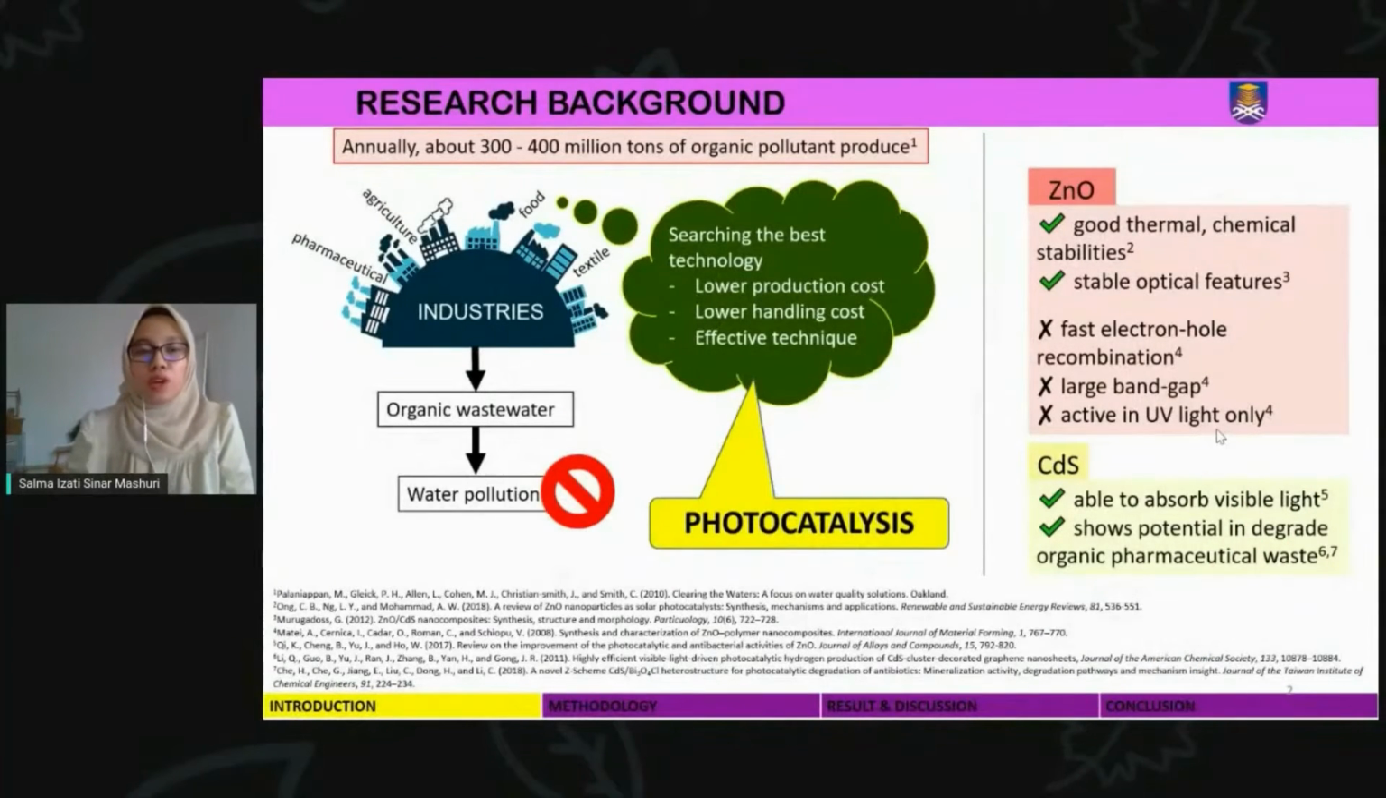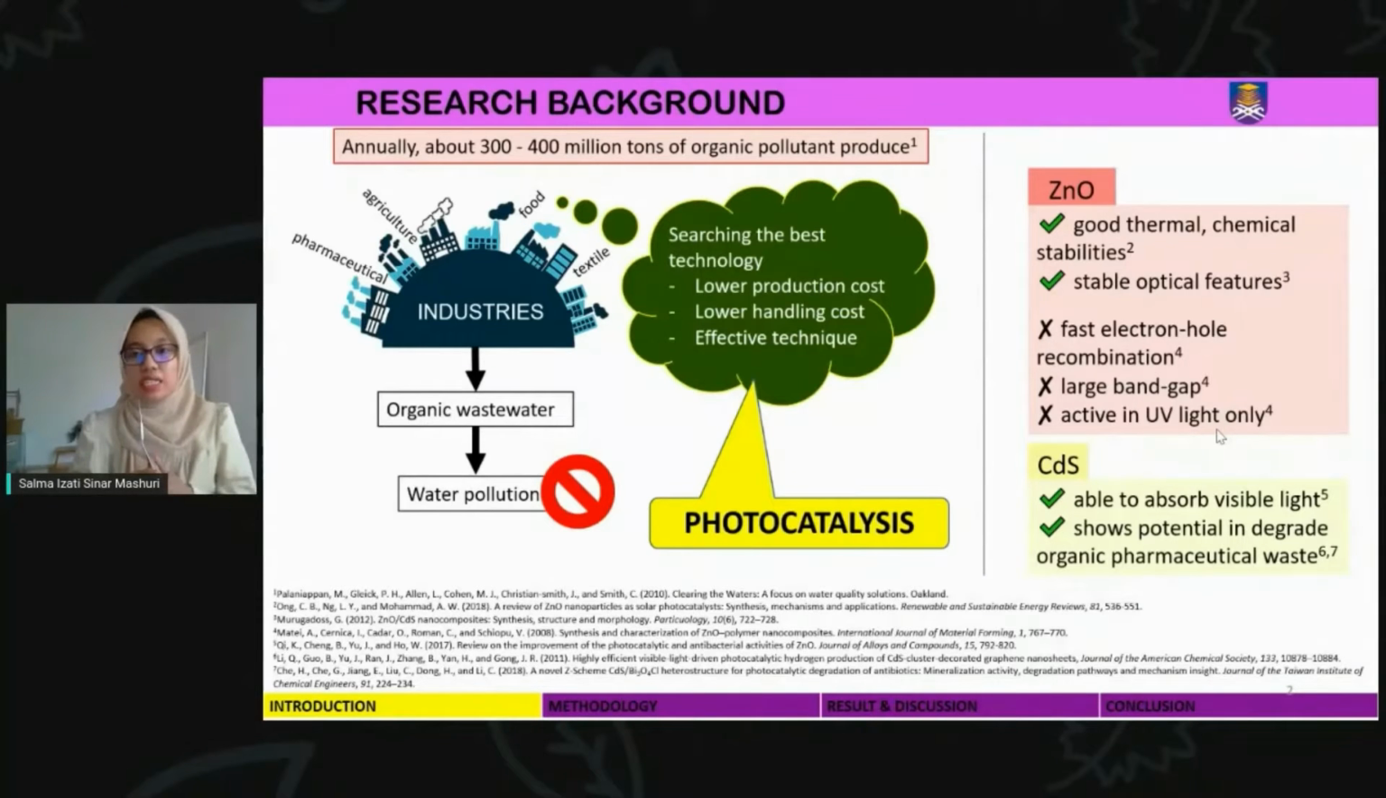Annually, about 300 to 400 million tons of organic pollutants are produced by industries such as pharmaceutical, agriculture, food, and textile. These industries produce an abundance of organic wastewater. With poor treatment, it will cause water pollution. So these industries are searching for the best technology that has lower production cost, lower handling cost, and is an effective technique. Photocatalysis has been proposed as the technique to overcome the problem.